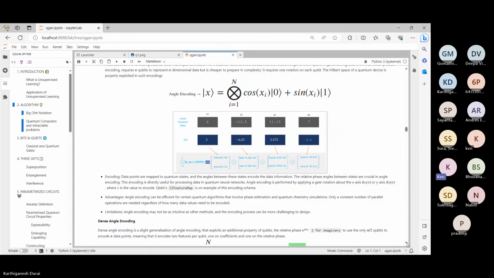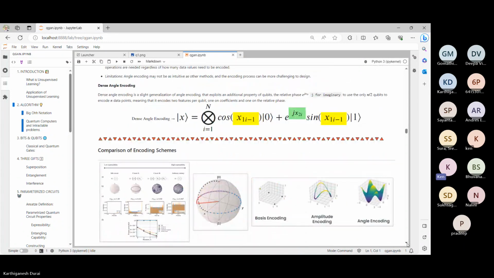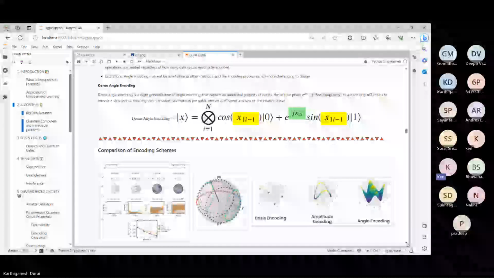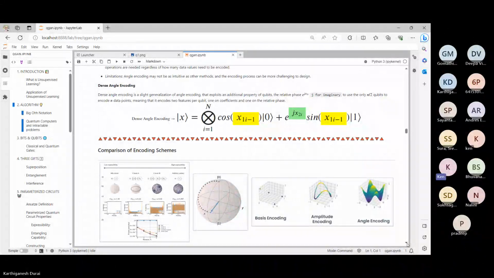A derivative of angle encoding is dense angle encoding. If you could scroll down to dense angle encoding there, KG. Dense angle encoding just means we're using the relative phase as another parameter to store as well. So not only are we using the cos and the sine, but we're also using the relative phase. And in the comparison of encoding schemes, we could see now the differences between these and why angle encoding is much richer.